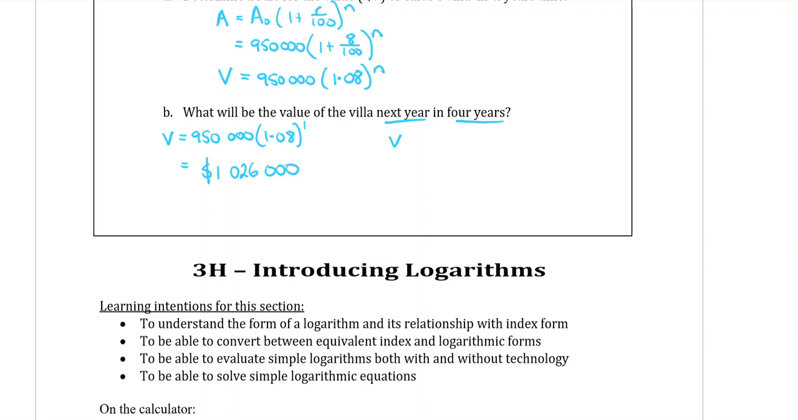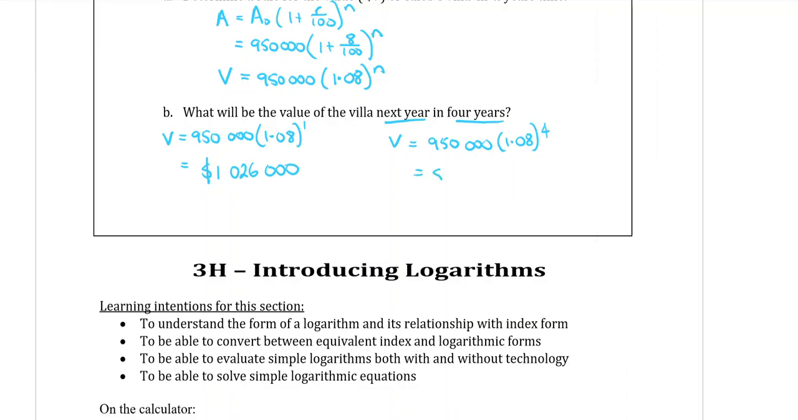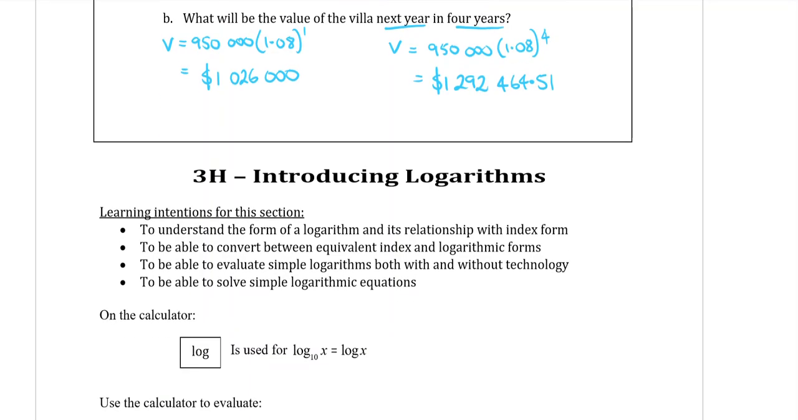Okay, then in 4 years' time, we just need to change the power on the end to be a power of 4. So retyping that in, we'll just use a back arrow here, and we go power of 4. So it's now 1,292,464.51.